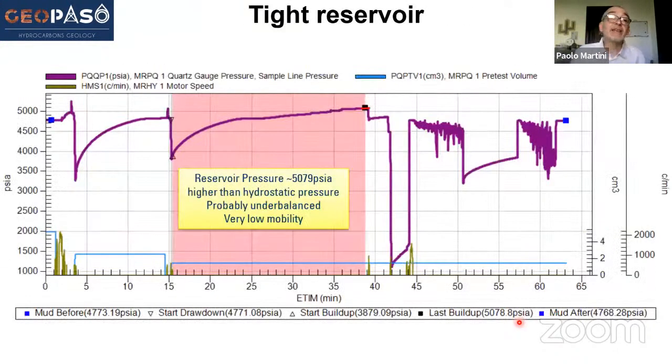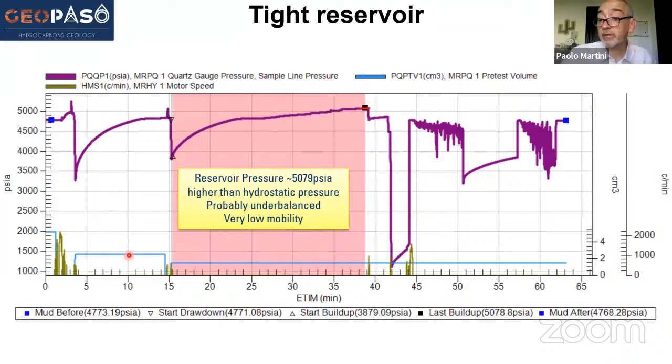Here I have another special case, sort of. This is a pressure acquisition in a very low permeability formation. We're talking about something between 0.01 and 0.1 millidarcies. And you can see the hydrostatic pressure here, marked by the blue square, which is 4,773 psi. The packer was set, the pretest was done.